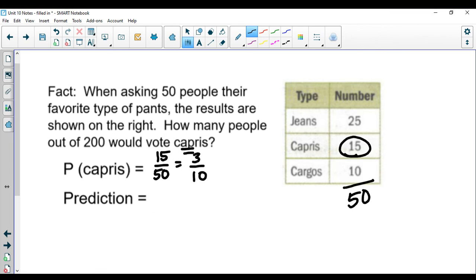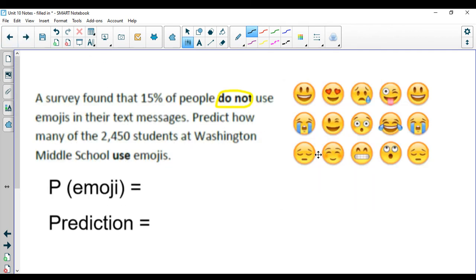So we're going to take that probability, 3 out of 10, and we're going to multiply it by our bigger picture, which is going to be 200. And multiplying 3/10 times 200 is going to give us 60 people who would vote for capris, or that's our prediction out of 200.